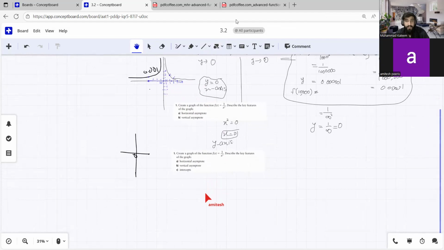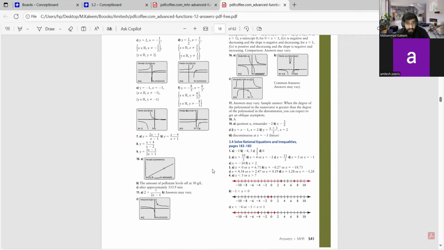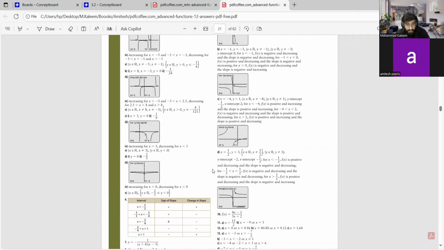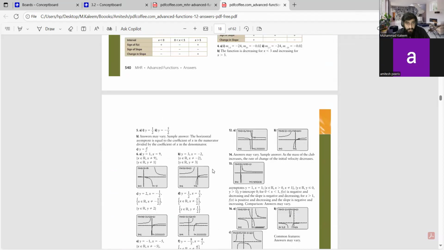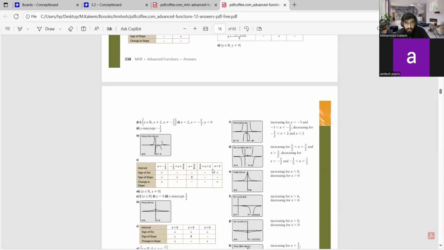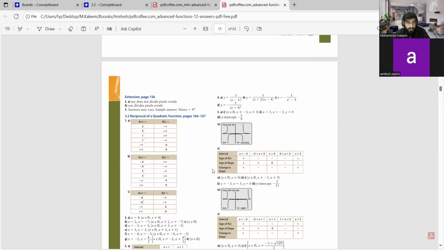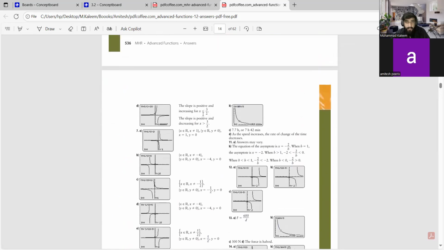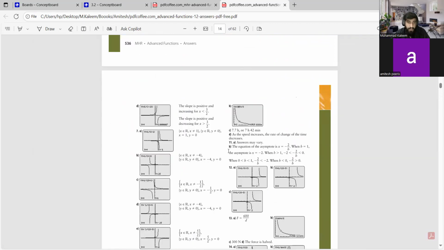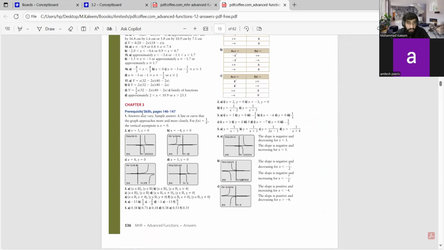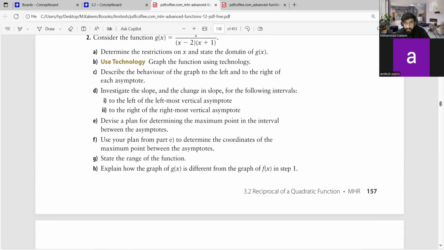Yes. And the good thing is that I have the answer sheet as well, so we can verify our answers. That's good. Let me paste the answer sheet here. One second. It's 3.2, chapter 3, 3.3. We are doing question number 1, right? One second. Question number 1, investigate. Wait a minute, please.